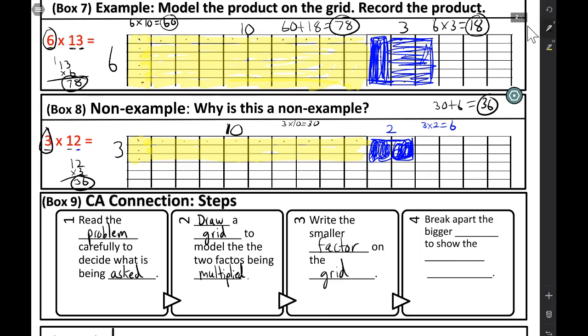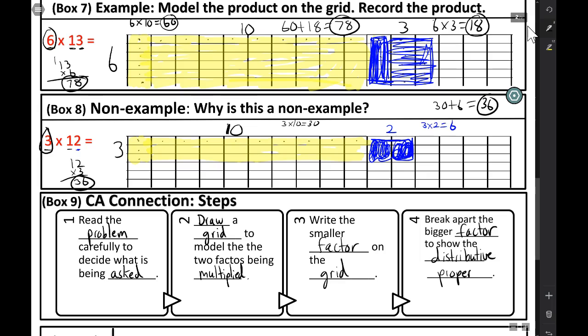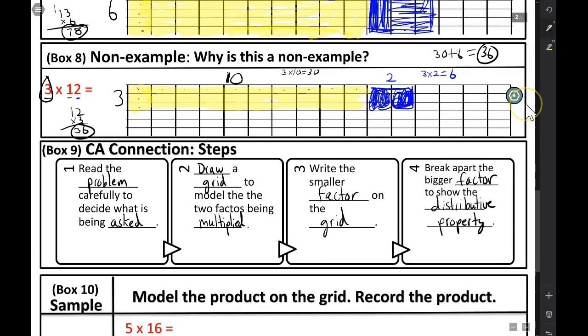Now step 4, we are going to break apart the bigger factor to show the distributive property. One more time. Step 4, break apart the bigger factor to show the distributive property. So again, you can always refer to these steps if you need to. They're fairly simple and easy to follow, and they'll most likely make this lesson easier for you.